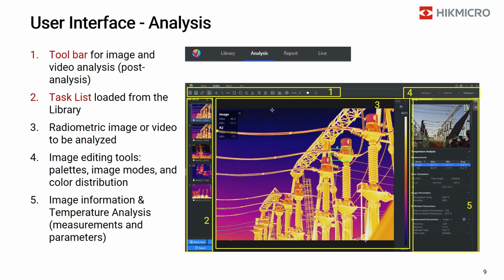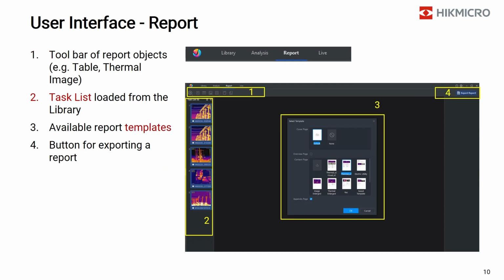Number 5. Image information and temperature analysis. The image information is the same with that in the library interface. Temperature analysis includes measurements and parameters. The third option is Report. In this interface, you can see Number 1. Toolbar of report objects. Various objects such as table and thermal image are provided. Number 2. Task list loaded from the library.